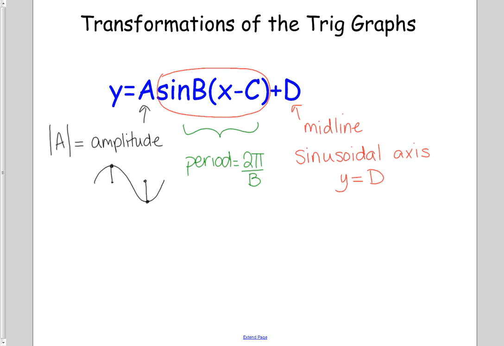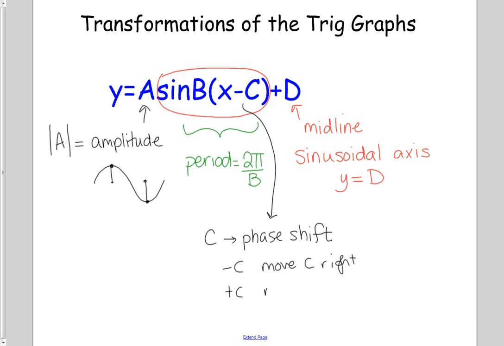The c is the value that I've added or subtracted inside. So c is what we call the phase shift. That's where we move our point left or right. When we describe a phase shift, we would like to say whether it moves left or right. Remember, if we're subtracting c, that's going to actually move us c to the right, whereas if we're adding a number c, that will move us c to the left, because everything on the inside does the opposite of what it says.